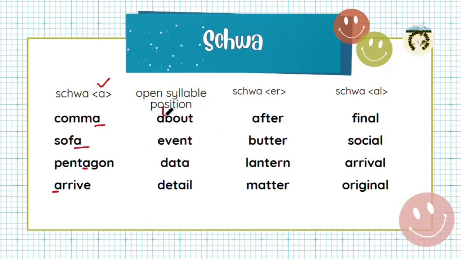Schwa can also be at open syllable position. This is the open syllable position. About. Event. Data, this is schwa. Detail, this is schwa. Okay, then we have the R control vowel saying the schwa sound, as in after, butter, lantern, and matter. AL saying the schwa sound: final, social, arrival, and original. This sound is the schwa sound in these words.